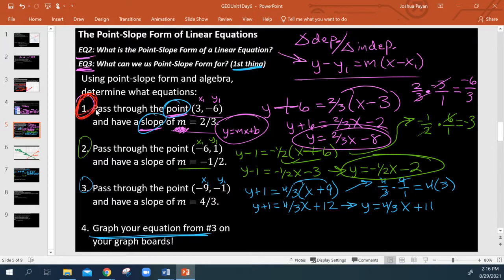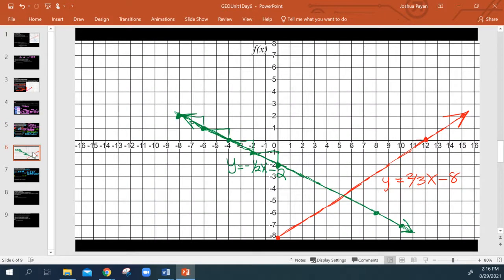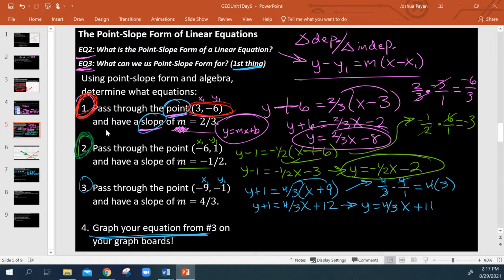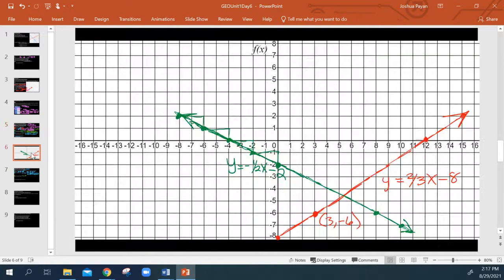Okay, so we would see that our equation passes through the point 3 by negative 6. Let's see if that's true. So 3 by negative 6. There it is. 3 by negative 6. And then the guy in green here, right, should pass through the point negative 6 by positive 1. So negative 6 by positive 1, here it is right there, all ugly drawn, but negative 6 by positive 1.